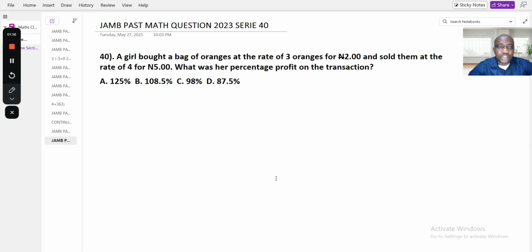Yes, this question: a girl bought a bag of oranges at the rate of 3 oranges for 2 naira and sold them at the rate of 4 for 5 naira. What was her percentage profit on the transaction?